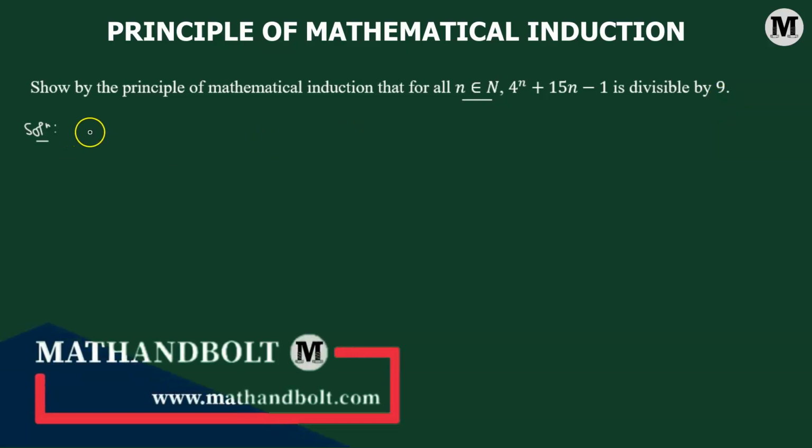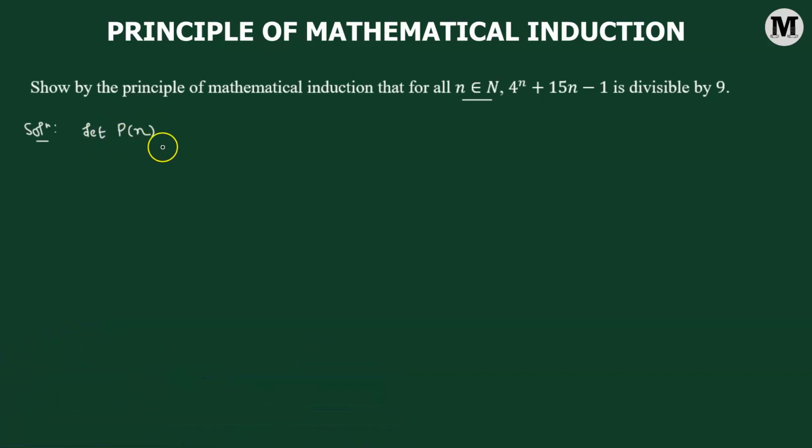Now, what we'll do is consider a statement P of n. So let P of n be the statement given by the expression 4 raised to the power of n added to 15n minus 1 is divisible by 9. So this is going to be a mathematical statement. We'll need to verify that this is true for all n belonging to the set of natural numbers.